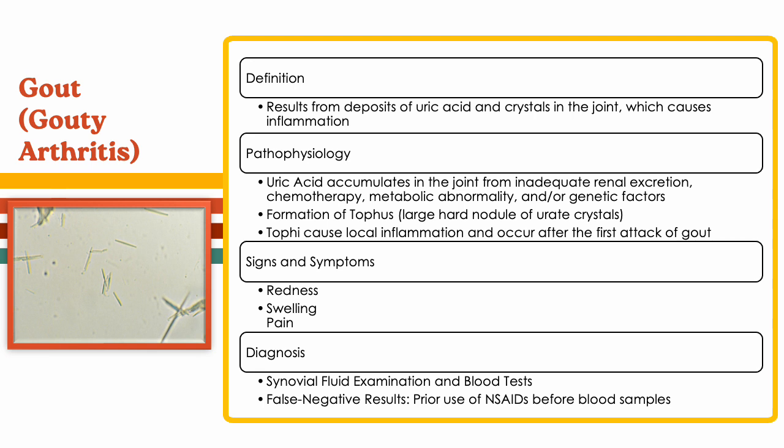you have elevated levels. You can get a false negative because you've used NSAIDs before blood samples. So a lot of times they'll ask you not to take NSAIDs. That way they get an accurate result.